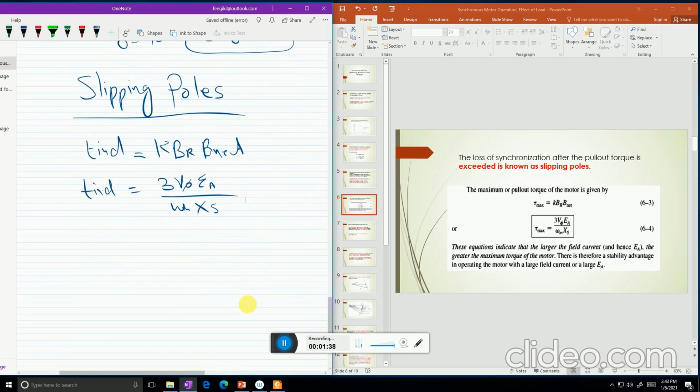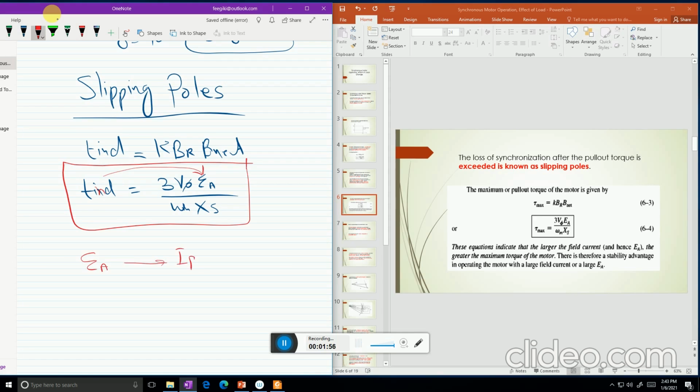So from this equation you can see that the torque induced depends upon E_A. E_A, we know, depends upon the field current. So if we increase the field current, we can increase the maximum pull out torque, which is T maximum. We can increase the value of the maximum pull out torque by increasing the field current.